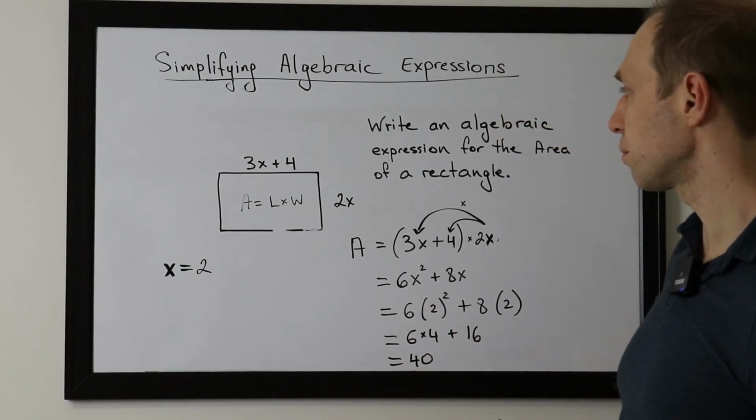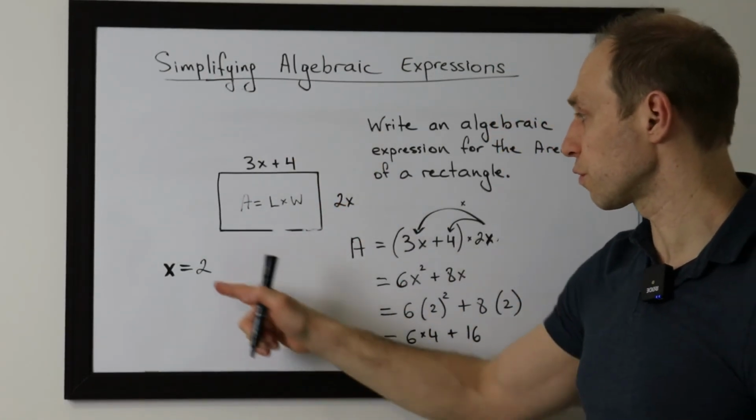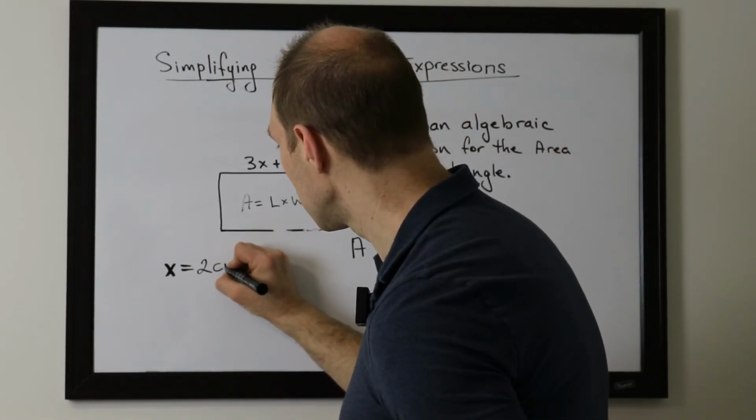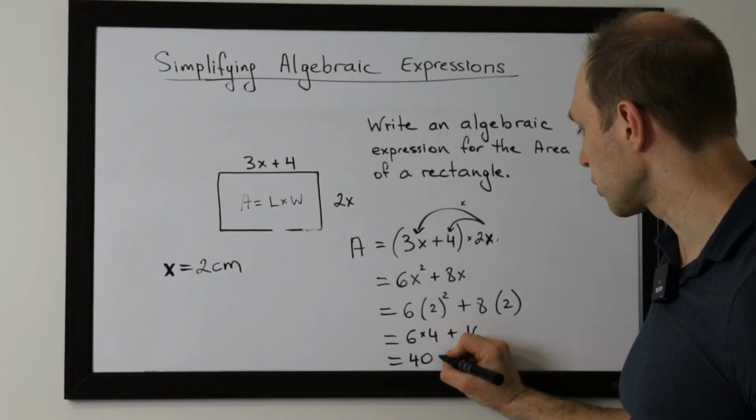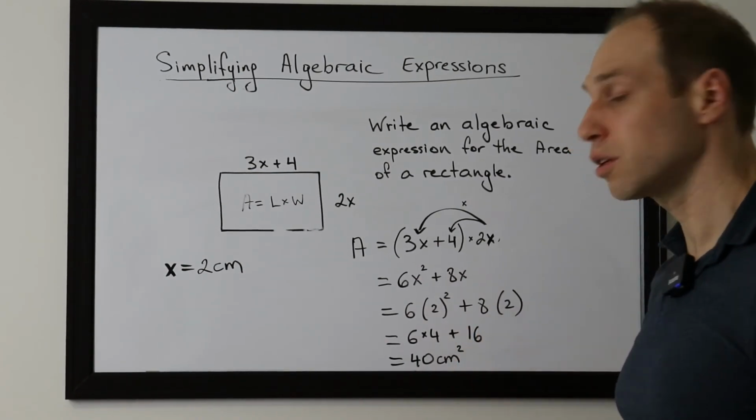And that's our answer. Whatever the units are, if 2 is centimeters, I'm guessing our final answer will be centimeters squared for the area.